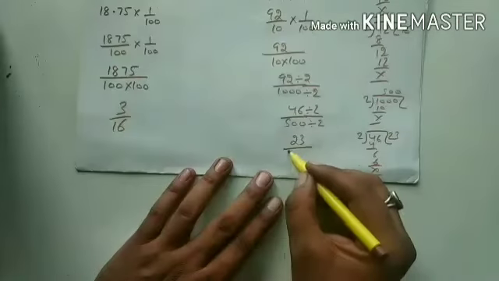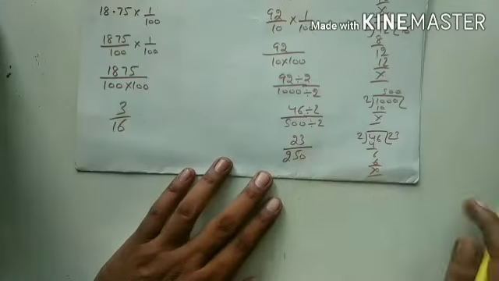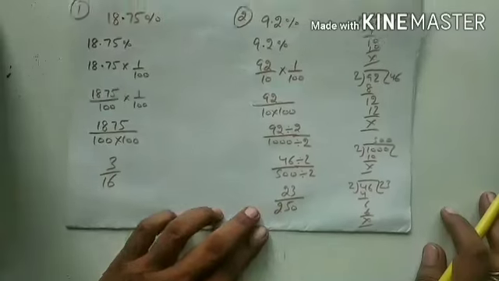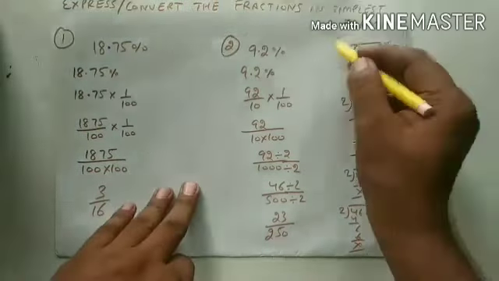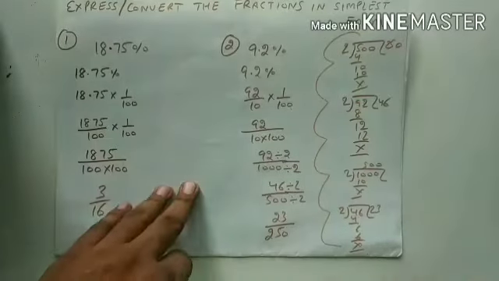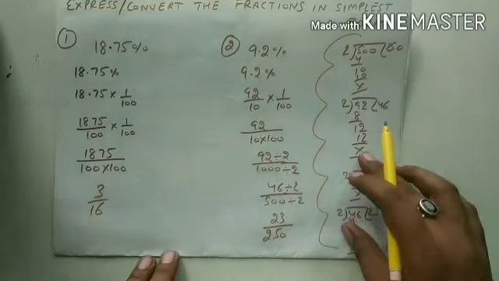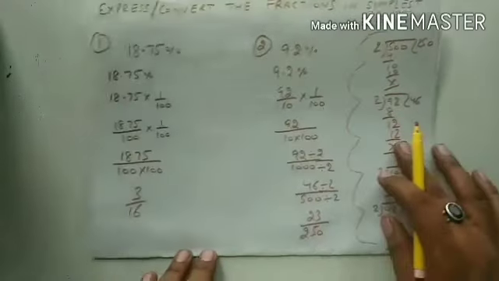500 divided by 2 is 250. Okay. So you can see how I come to the answer. This is the rough work for the second part.